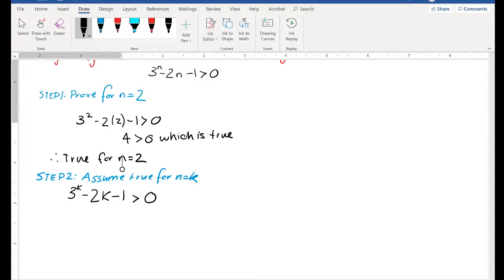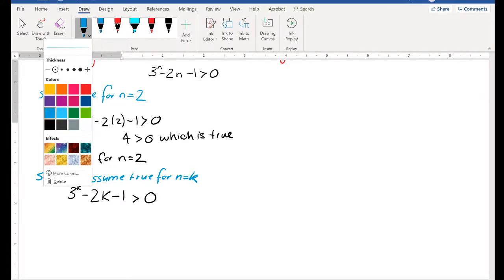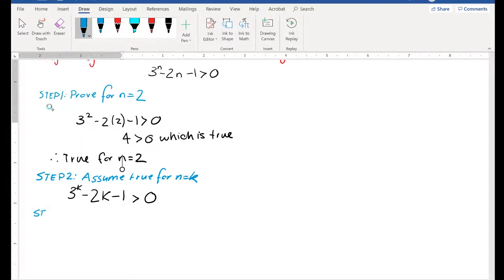Alright, there's nothing really I can do from here. A lot of the time we're rearranging, but at the moment there's nothing more I can do at this point, so I'll leave it at that. Step 3. We test for n equals k plus 1, so the next term.